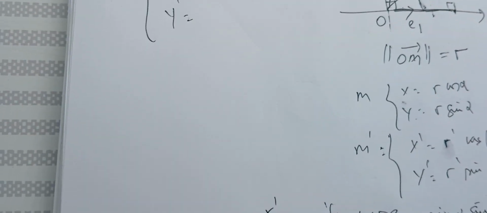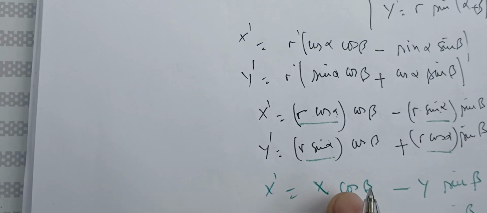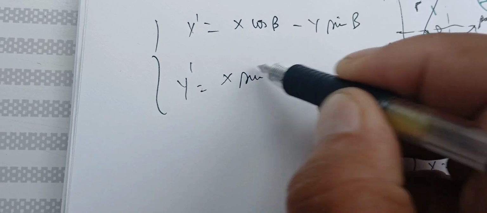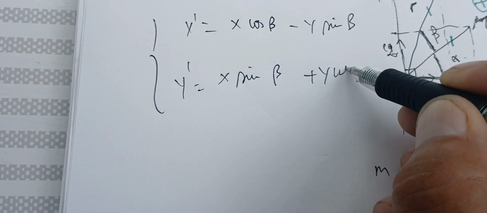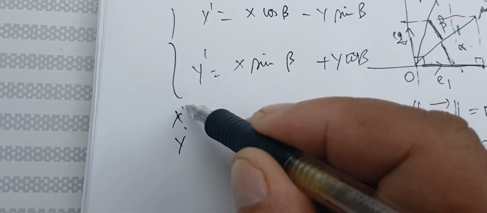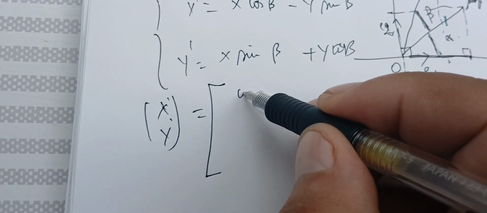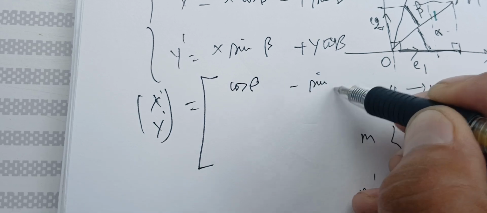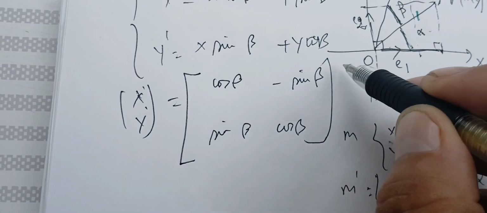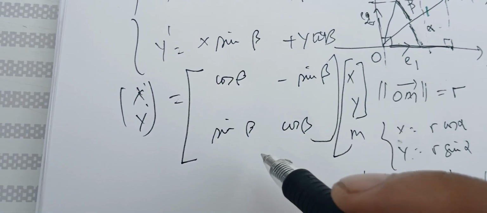Here we have x prime, y prime. X prime is gonna be x cosine beta minus y sine beta, and x sine beta plus y cosine beta. If we try to write this in a matrix form, we see that we have cosine beta, minus sine beta, sine beta, cosine beta, times x y, and this is our matrix.